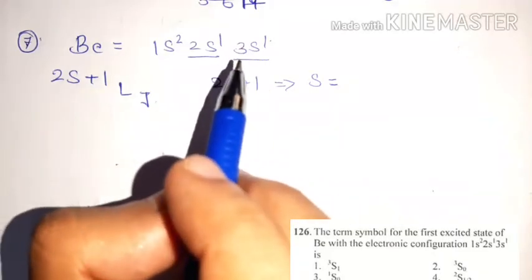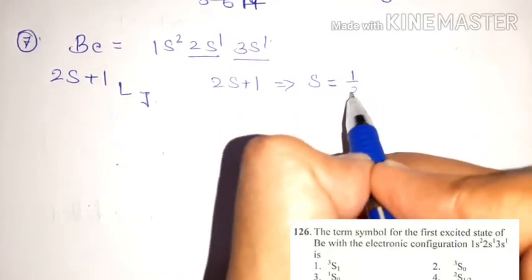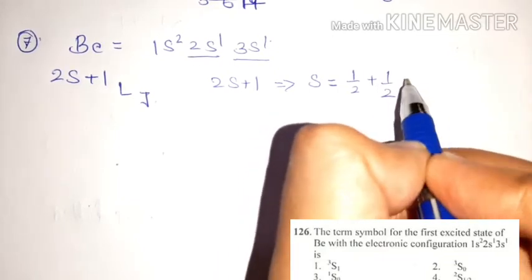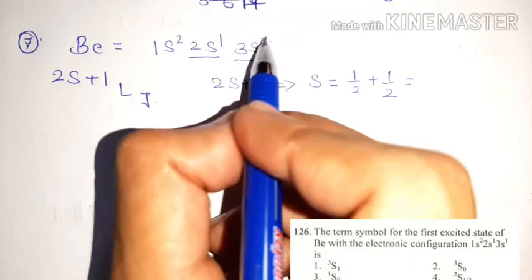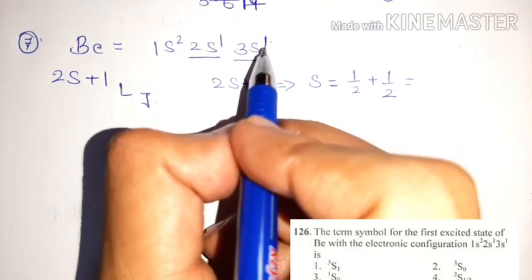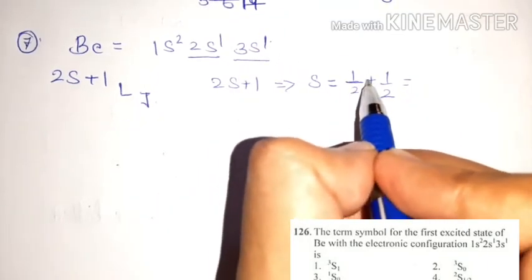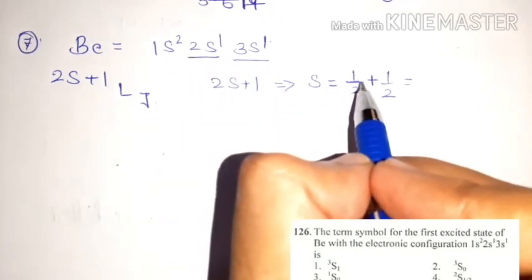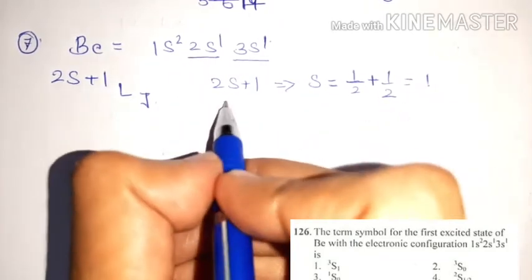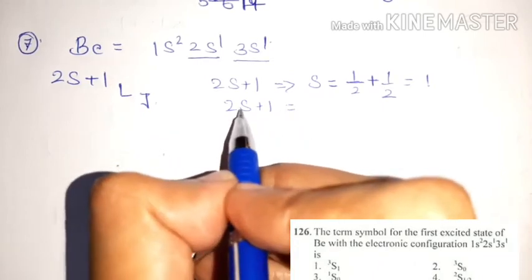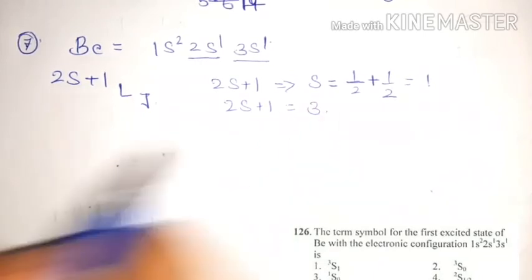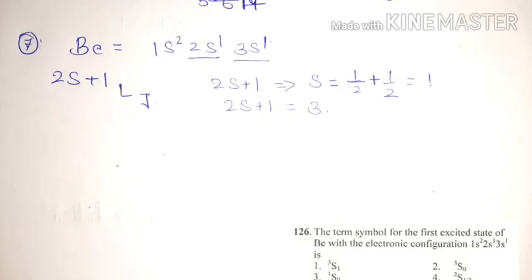So here we have total 2 unpaired electrons, so the addition of the spins of these 2 electrons are half and half. The spin of this unpaired electron is plus half, and the spin of this unpaired electron is also plus half. So we can add the spins of these 2 electrons, that is half plus half, which is equal to 1. So the value of 2S plus 1 will be 2 into 1 plus 1. So 2 into 1 is 2, plus 1, that is 3. Okay, so the value of 2S plus 1 is 3.